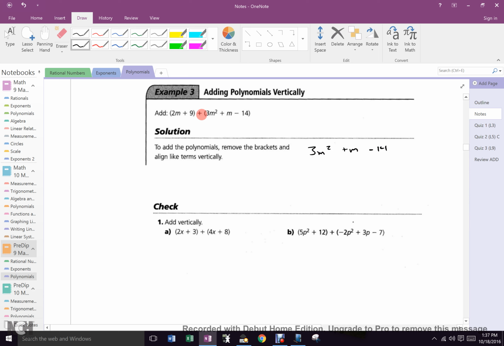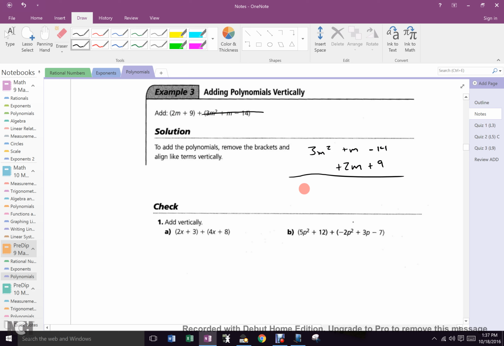Then, that guy's taken care of. Now we go to this guy. I got a positive 2m. With the m's, I got a positive 2m, and I had a positive 9. Then I just add them up the way you were taught to add in grade 3.